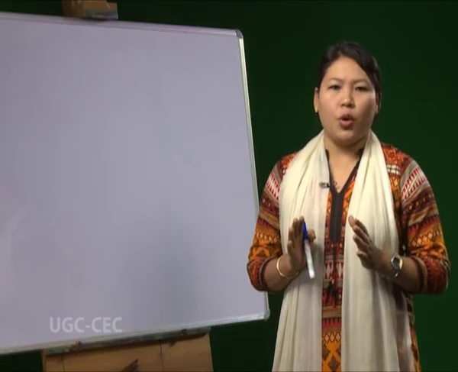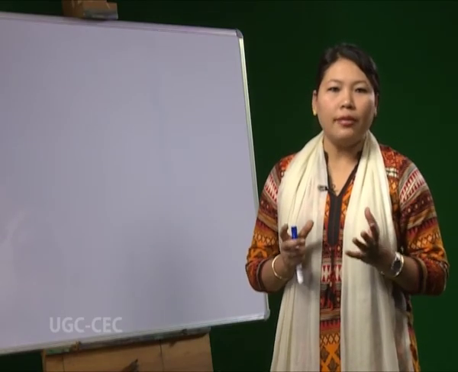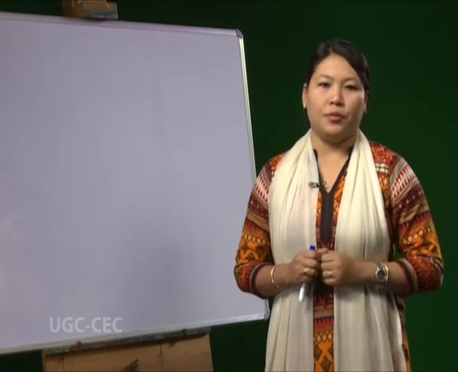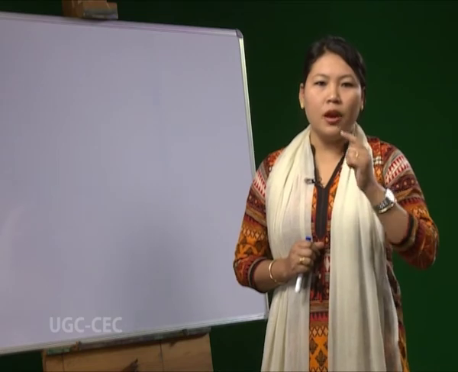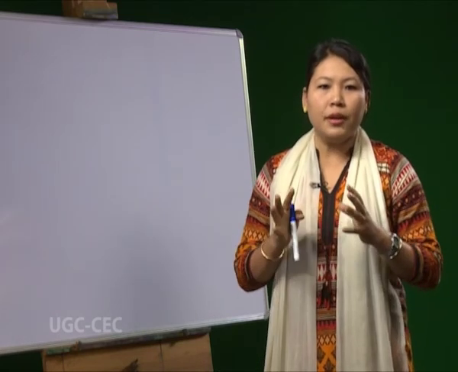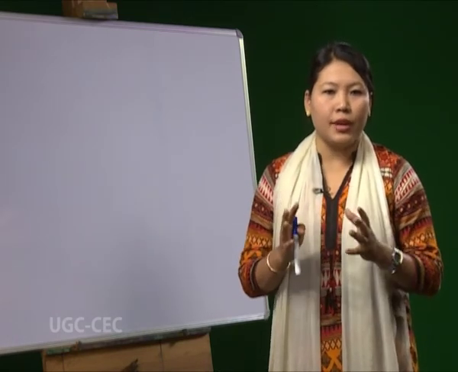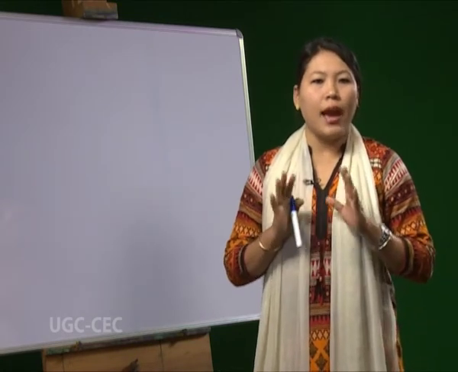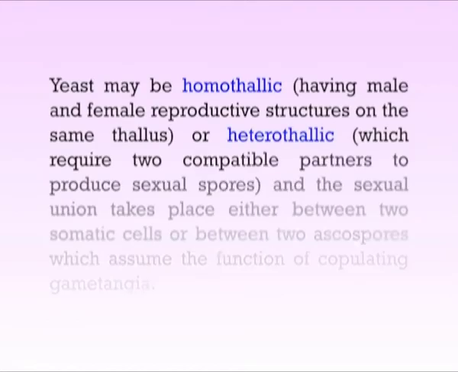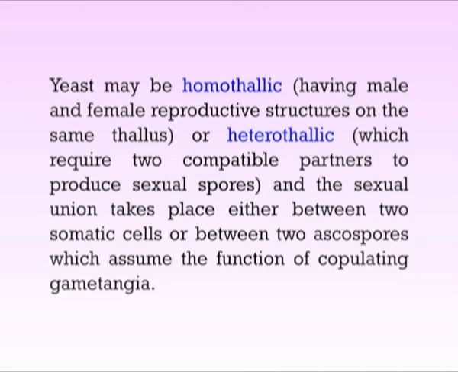Now we'll come to sexual reproduction. Yeast cells also reproduce sexually under unfavorable conditions. In this type of reproduction, the reproductive organs, that is the antheridia and the oogonia, are absent. Yeast may be homothallic or heterothallic.